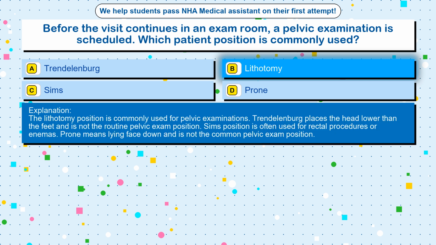Lithotomy. The lithotomy position is commonly used for pelvic examinations. Trendelenburg places the head lower than the feet and is not the routine pelvic exam position. Sims position is often used for rectal procedures or enemas. Prone means lying face down and is not the common pelvic exam position.